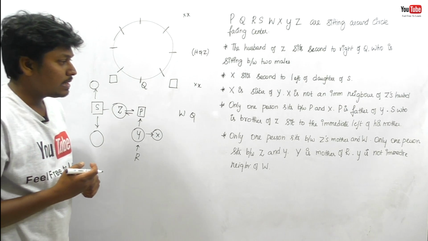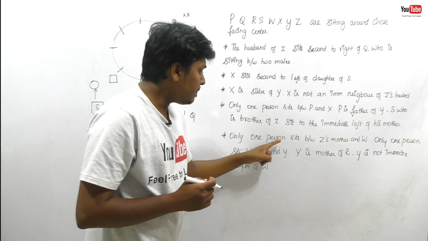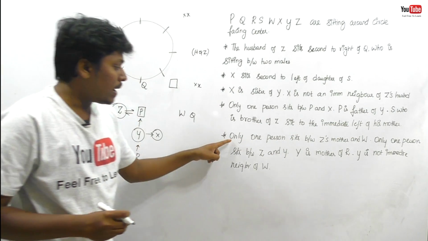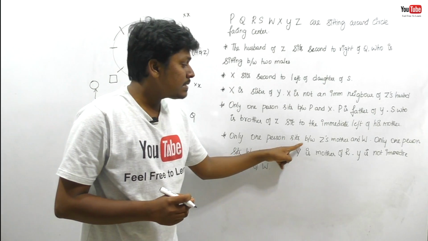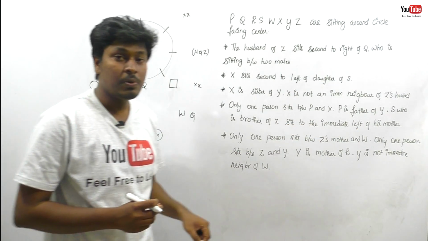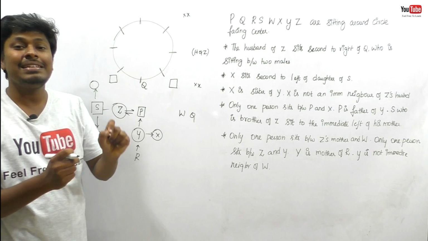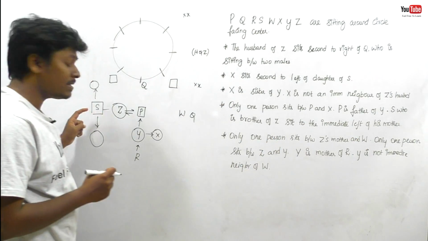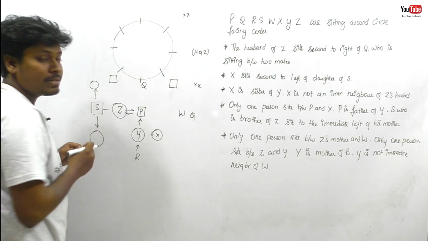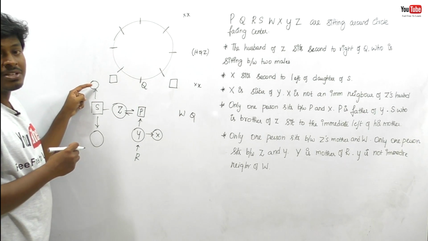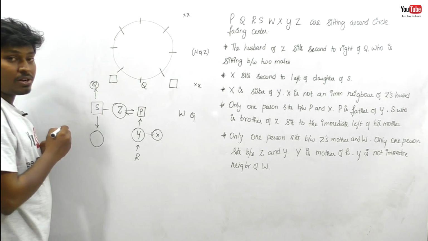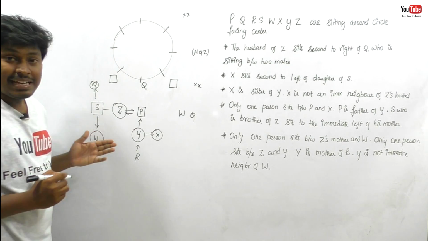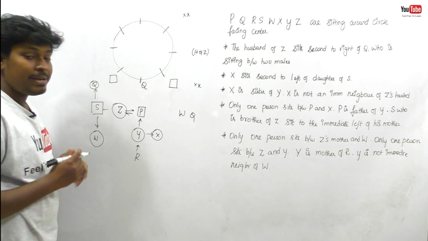Okay friends, let me see. Friends, they have said that only one person sits between Z's mother and W. Friends, listen carefully. Only one person sits between Z's mother and W. If only one person sits between Z's mother and W, then definitely W could not be S's mother. So I can clearly say that only 2 persons are remaining and W can't be the mother of S. So only Q can be the mother of S. So S's daughter should definitely be W. So we can clearly say that the daughter of S should be W, right?